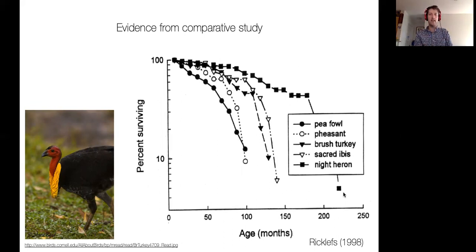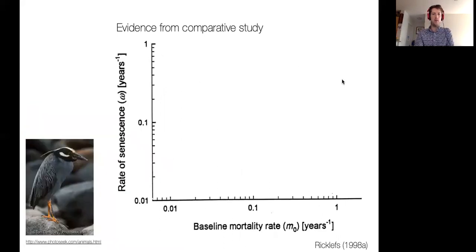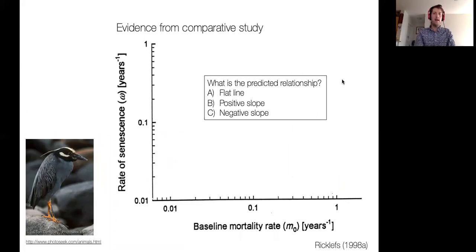And from this, it can calculate rates of senescence and mortality rates. And so then each species can be plotted on a scatter plot of rate of senescence on the y-axis versus baseline mortality rate on the x. And I want you here to think through what's the predicted relationship and why. Explain your reasoning. So pause here, answer this question, explain your reasoning.